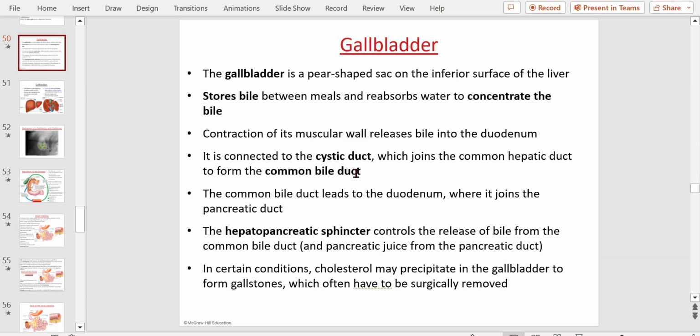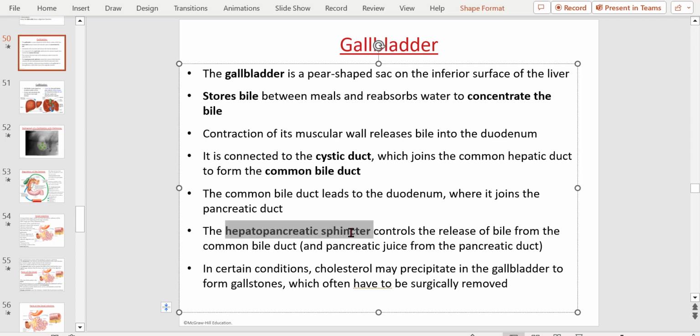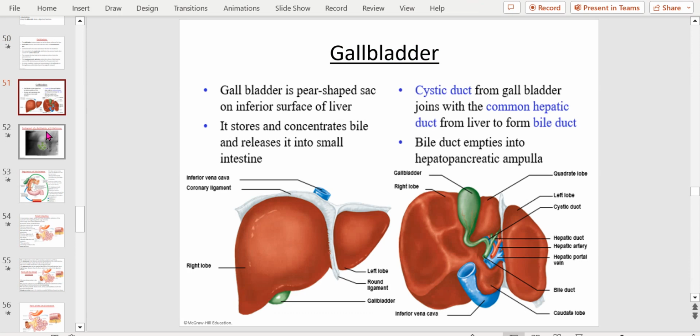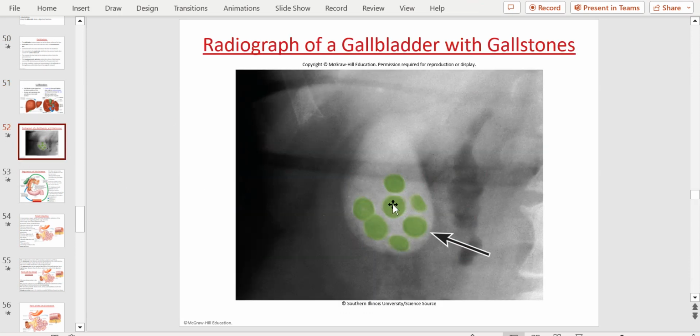It's connected to the cystic duct, which joins the common hepatic duct to form the common bile duct. The common bile duct leads to the duodenum, where it joins the pancreatic duct. The hepatopancreatic sphincter controls the release of bile from the common duct. In certain conditions, cholesterol may precipitate in the gallbladder to form gallstones, which have to be removed. What I wanted to show you here are some beautiful gallstones. Wonderful. Okay.